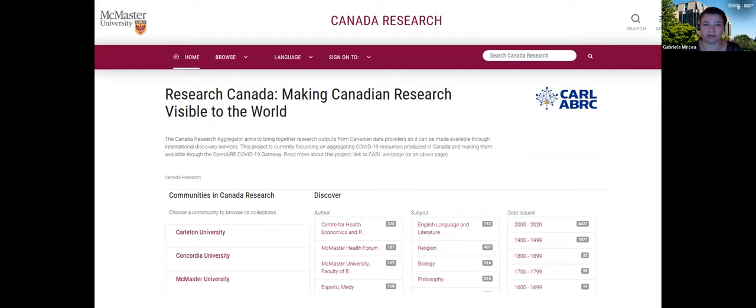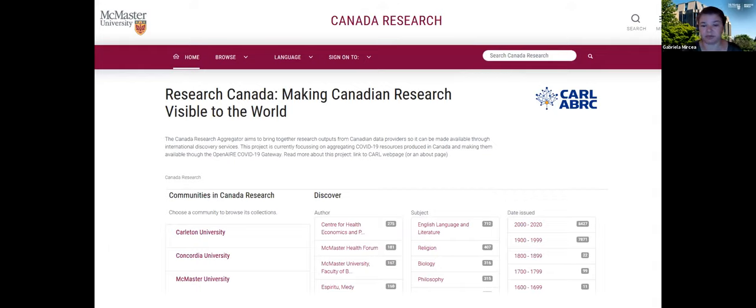Canada Research is now live, and once the records are harvested by Canada Research, the local repository managers are strongly encouraged to curate the metadata in the central aggregator in order to add granular funding information in compliance with OpenAIRE guidelines. We suggest adding funder identifier, funder name, funder grant, and award URI.